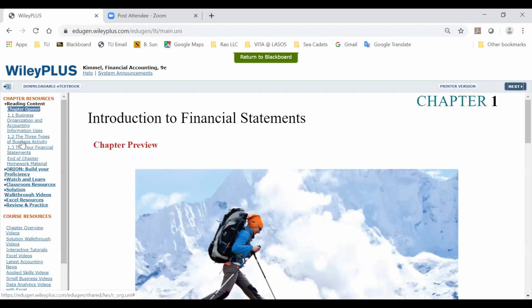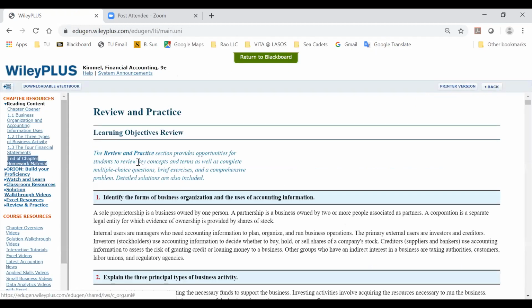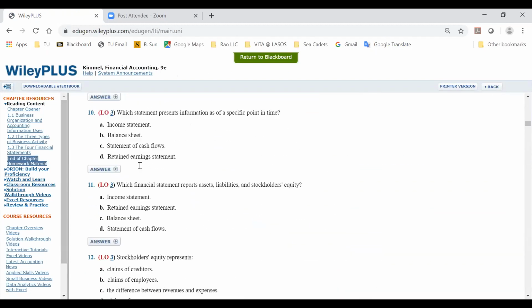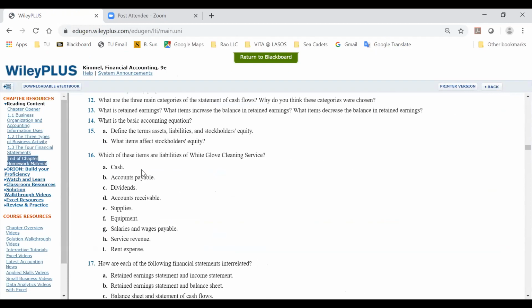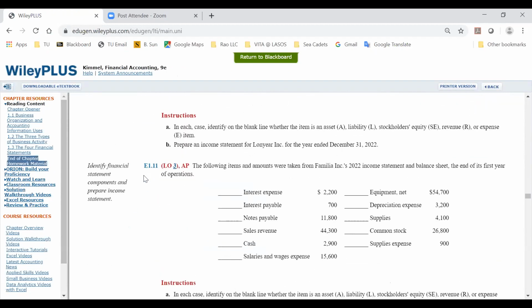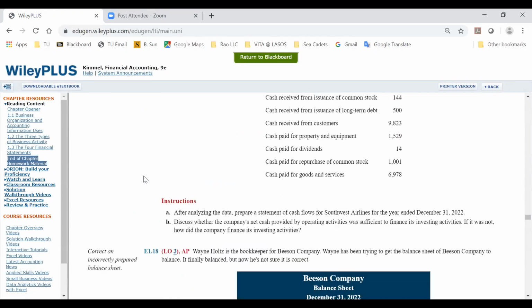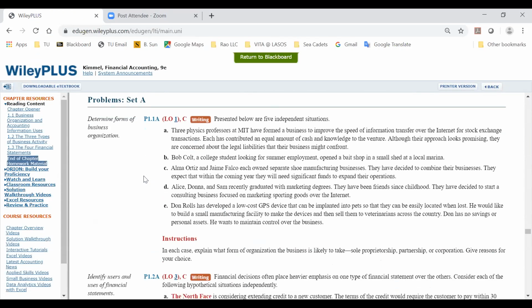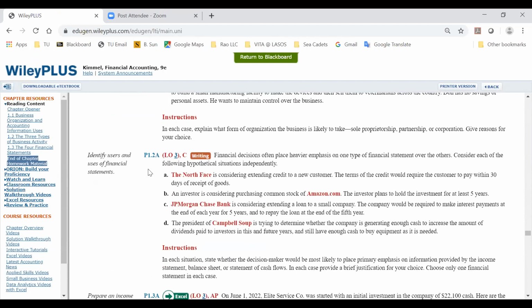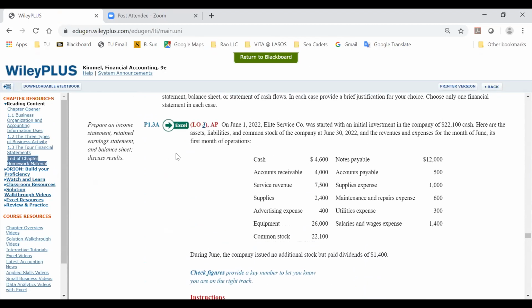In the chapter, on the sidebar over here, I'm looking at end of chapter homework problems, the homework material that's there. You have numerous resources over here, practice assignments, brief exercises, etc. I'm going to go all the way down to the problems. When I get down over here to problems, problem set A, we have problem 1.1a, 1.2a, and 3a. 3a is the one that we need to work on.